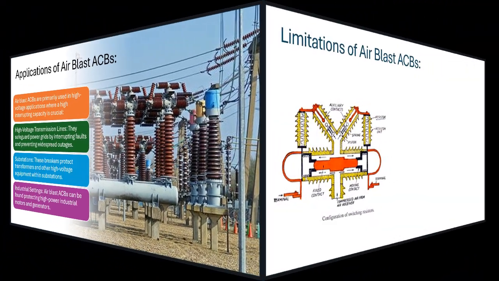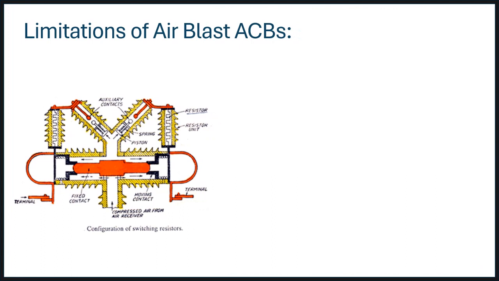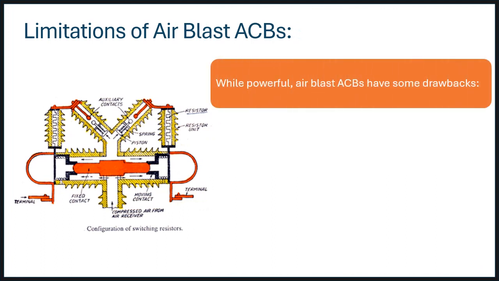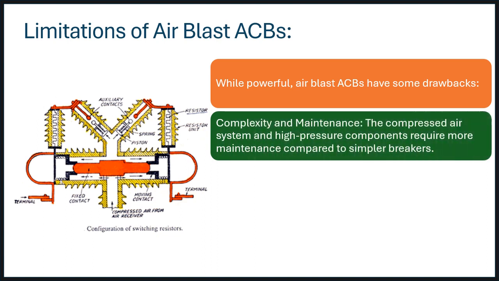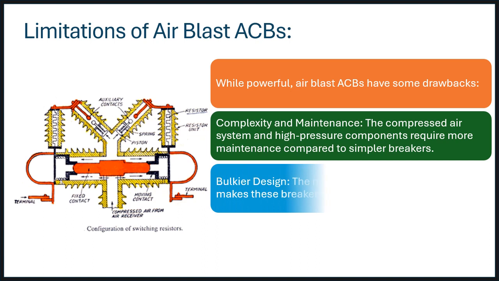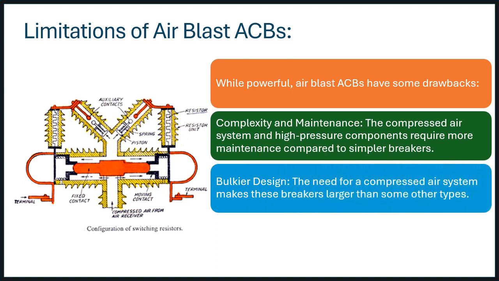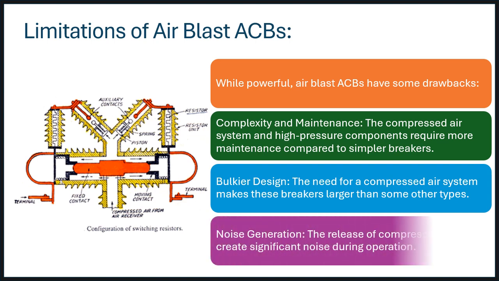Limitations of air blast ACBs. While powerful, air blast ACBs have some drawbacks. Complexity and maintenance. The compressed air system and high-pressure components require more maintenance compared to simpler breakers. Bulkier design. The need for a compressed air system makes these breakers larger than some other types. Noise generation. The release of compressed air can create significant noise during operation.